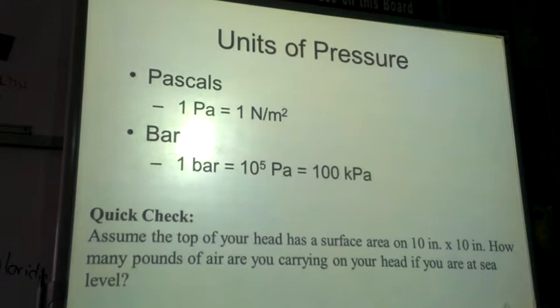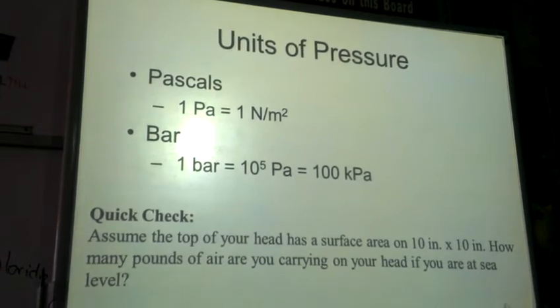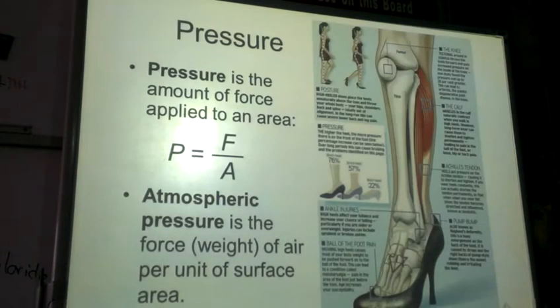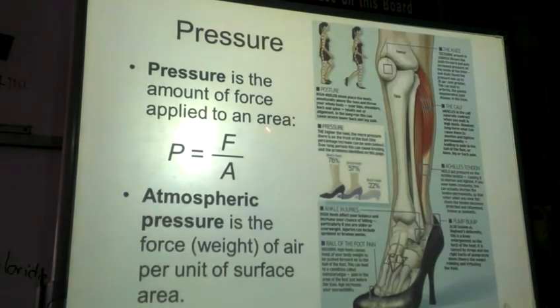Okay, so units of pressure, we know that 1 atmosphere is equal to 760 millimeters of mercury, and that's equal to 760 torr. And that's also equal to 101.3 kPa. So Pascal is usually the unit of pressure that we talk about when we're finding a specific force that's in a given area.